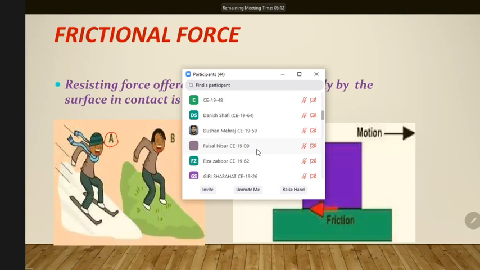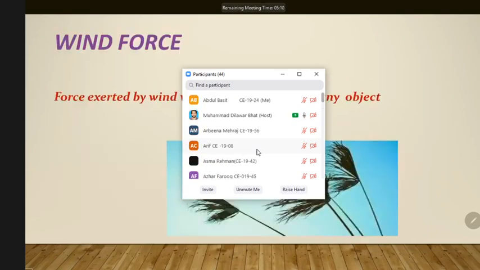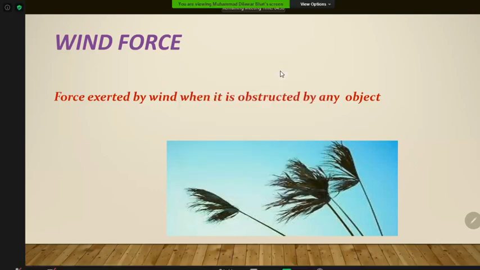And wind forces, again, I hope you know what wind forces are. The forces which simply get exerted due to wind on any object are called wind forces. And now we'll try to understand what cohesion is and what adhesion is, right?